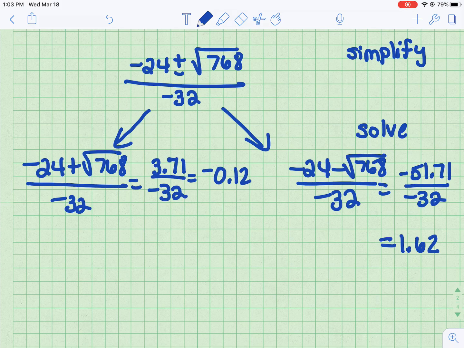Now I'm going to ask you a question. There are two solutions here mathematically, algebraically. Only one of them makes sense with the problem. Which one makes sense with the problem, and why does it make sense with this problem?